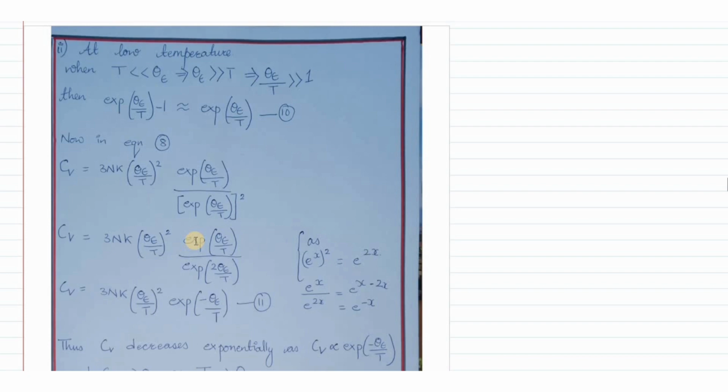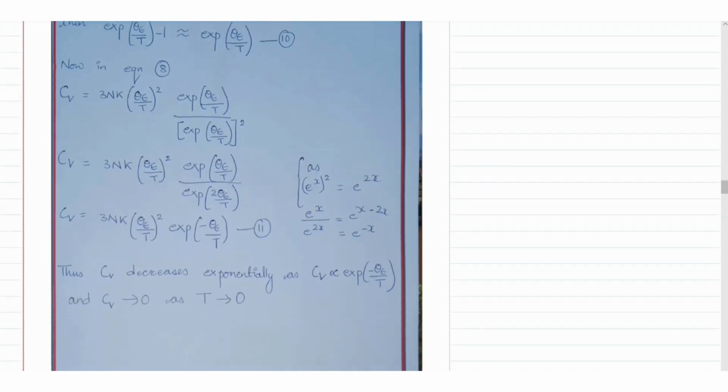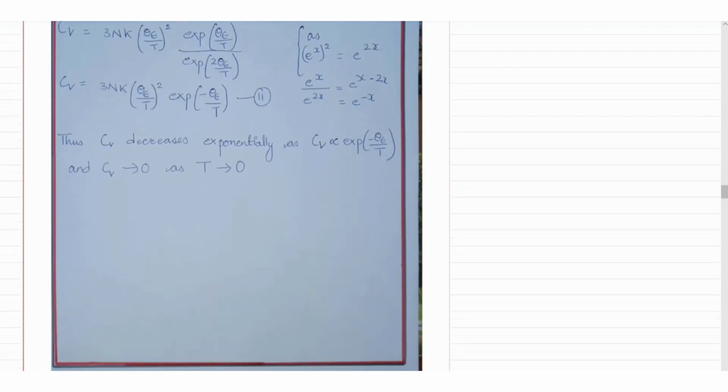So here Cv is equal to 3n k (theta E by T) whole square, exponential theta E by T divided by exponential 2 theta E by T, because we know that we can write (e to the power x) whole square as e to the power 2x. So we can write this (exponential theta E by T) whole square as exponential 2 theta E by T. We know that e to the power x by e to the power 2x can be written as e to the power x minus 2x, which is e to the power minus x. In the same way, here we can write exponential of minus theta E by T. This is our equation number 11. Thus, equation number 11 shows us that Cv decreases exponentially, as Cv is directly proportional to exponential of minus theta E by T.